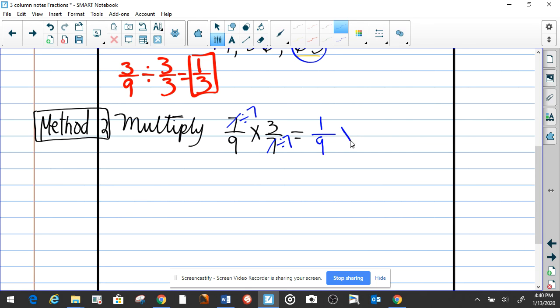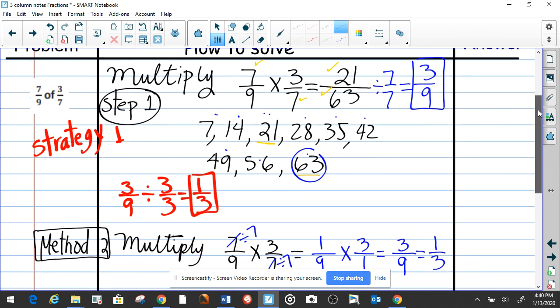times the numerator of the second fraction stays the same, and 7 divided by 7 equals 1. So look how this method makes it a lot easier. 1 times 3 equals 3, and 9 times 1 equals 9. And again, if we divide this by 3, the answer will be exactly like the one on the top, 1/3.